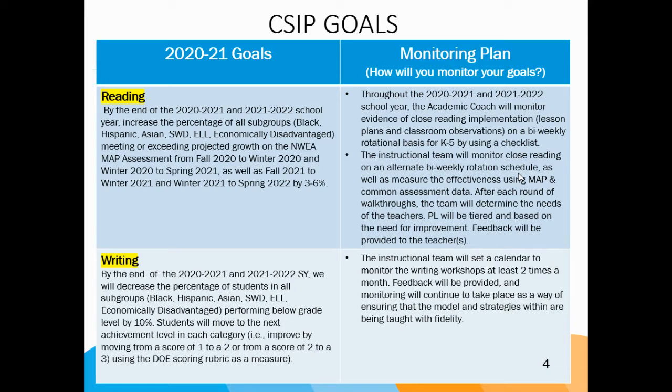For writing, by the end of the 2020-2021 school year to the 2021-2022 school year, we will decrease the percentage of students in all subgroups, Black, Hispanic, Asian, students with disabilities, ELL, and economically disadvantaged, performing below grade level by 10%. Students will move to the next achievement level in each category, improving by moving the score from 1 to 2 and from a score of 2 to 3, using the DOE scoring rubric as a measure.